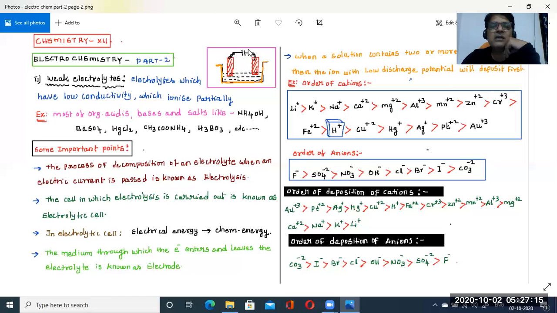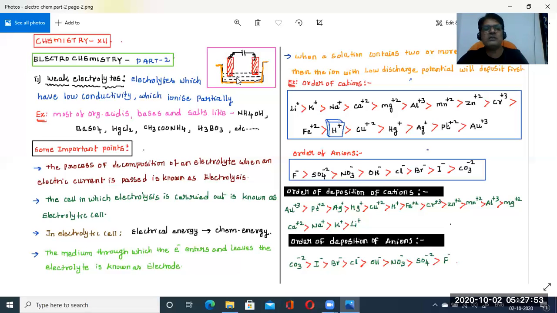See here, I'm showing with the cursor. At what time is this substance going to be decomposed into its ions? Whenever an electric current is passed through this electrolyte. Then that process, the decomposition of an electrolyte when an electric current is passed, is known as what? Electrolysis. The total process is named electrolysis. Next, the cell in which the electrolysis is carried out is known as the electrolytic cell.